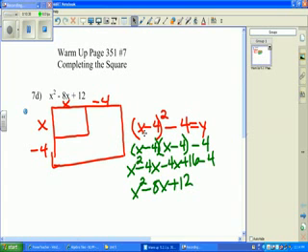Questions on completing the square? So if you have extra pieces, then at the end of your equation, you're going to add how many extras you had. If you were short pieces, you're going to write down how many you were short, but make sure you put a subtraction sign in front. Because you were in the hole. You didn't have enough. Okay?